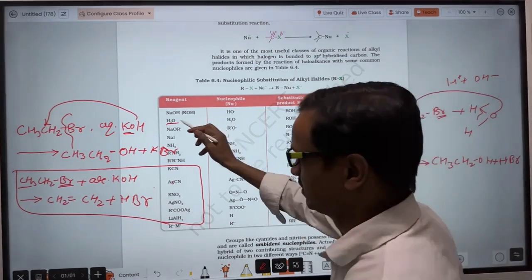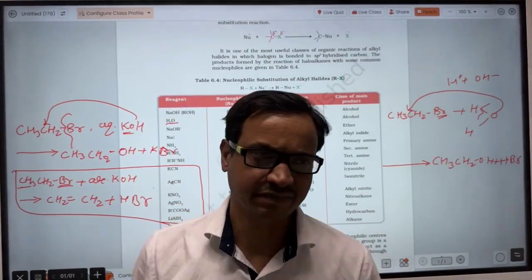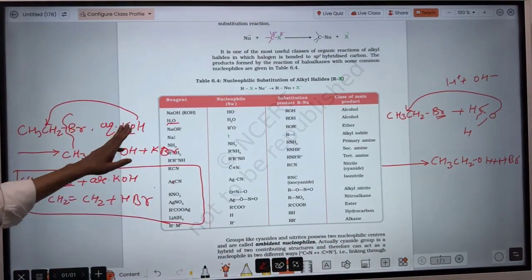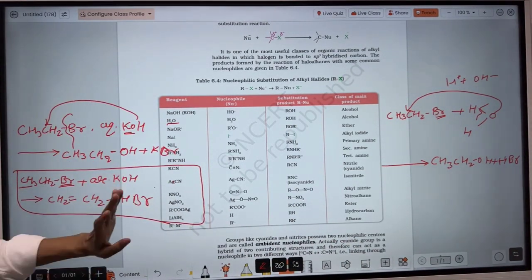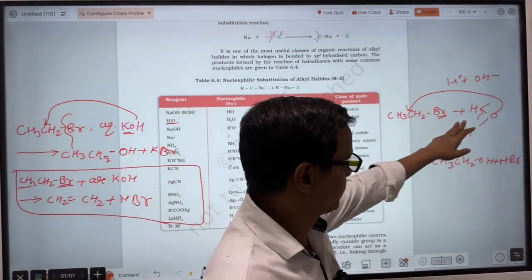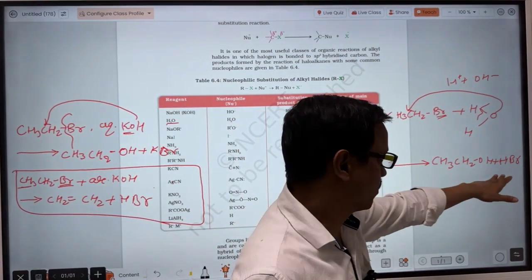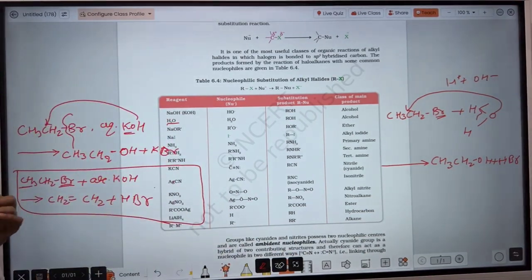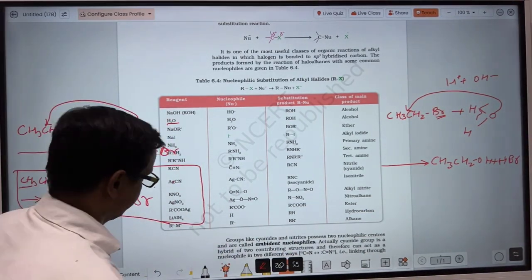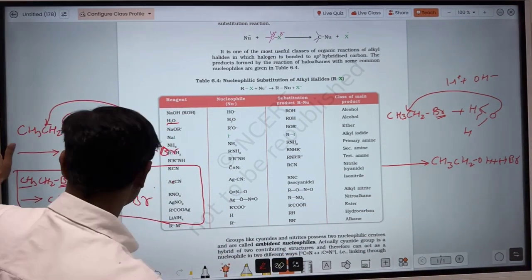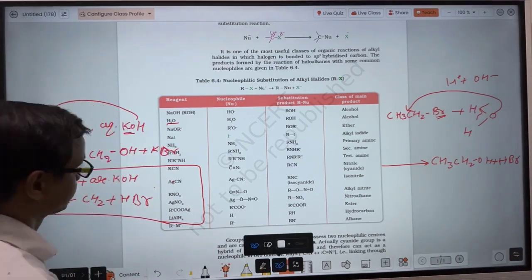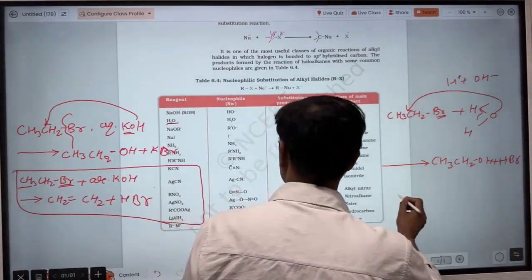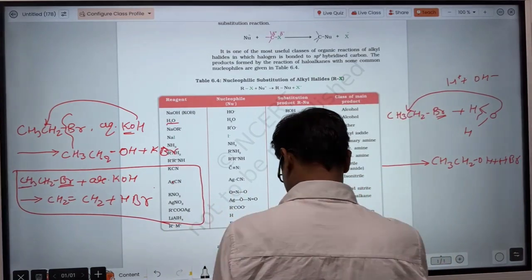So when you react the haloalkane with aqueous NaOH or KOH, there is formation of alcohol, and when you react the haloalkane with water, then also there will be formation of alcohol. Now the third one is when you react with NaOR. So let's see here, this one is done. Reaction with NaOR.